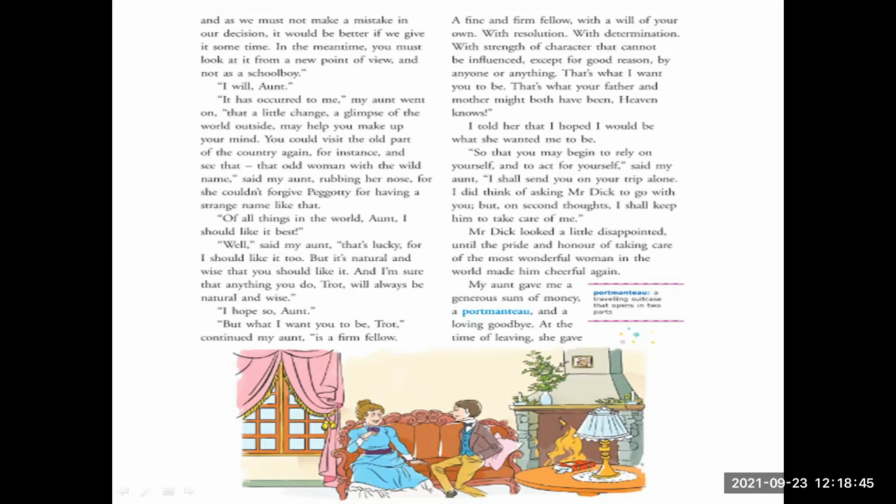David's aunt said, you have to promise me one thing before you leave home, that you will write letters to me three times a week. When you go out into the world, you should go and learn new things. But also remember that you have to be a firm fellow, a fine and firm fellow, with resolution, with determination, with strength of character that cannot be influenced except for good reason by anyone or anything.